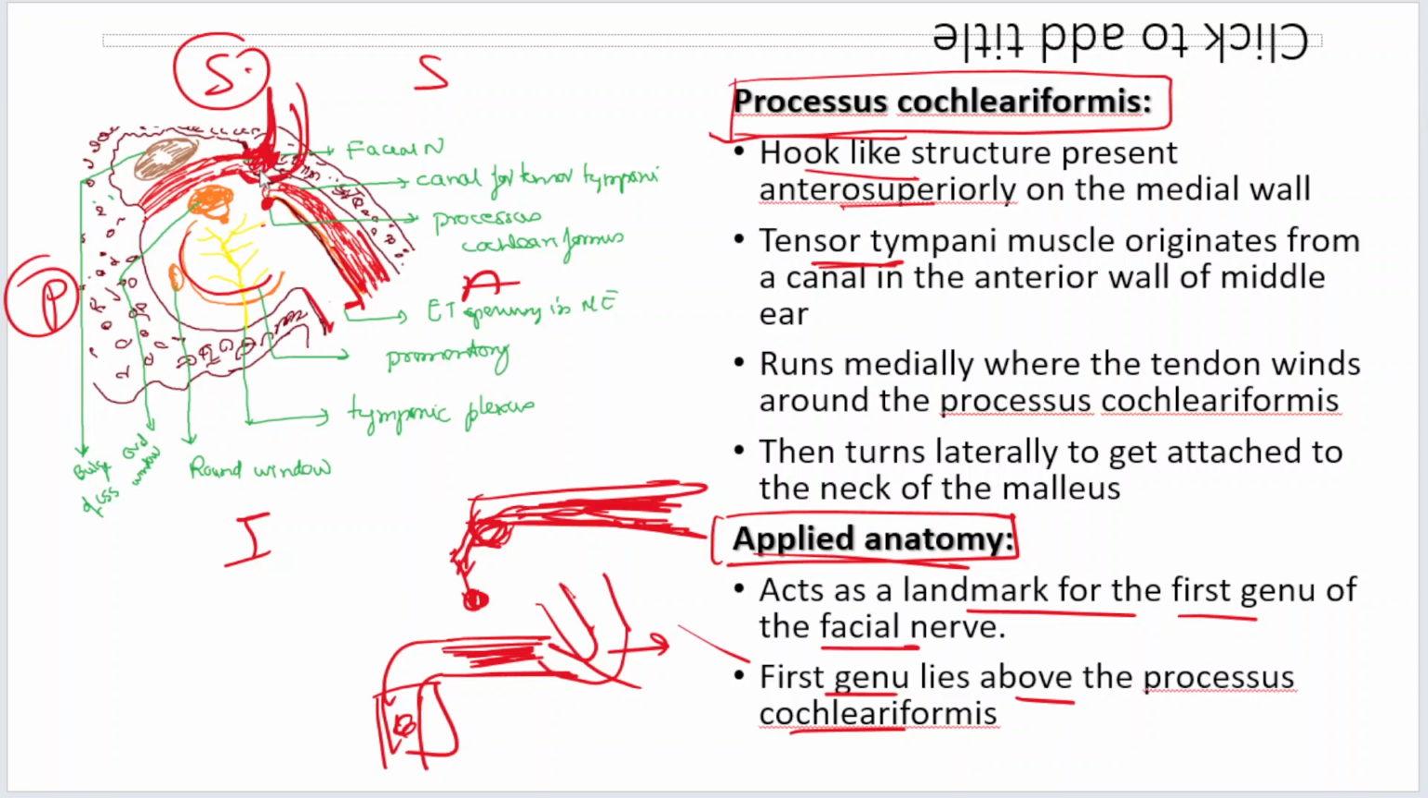From there you can trace the horizontal segment of the facial nerve, and from there you can go to the second genu. And this is the posterior wall. It is becoming the vertical segment of the facial nerve.